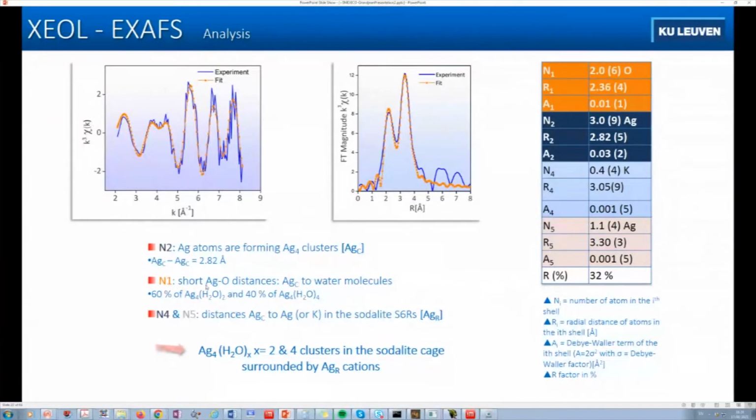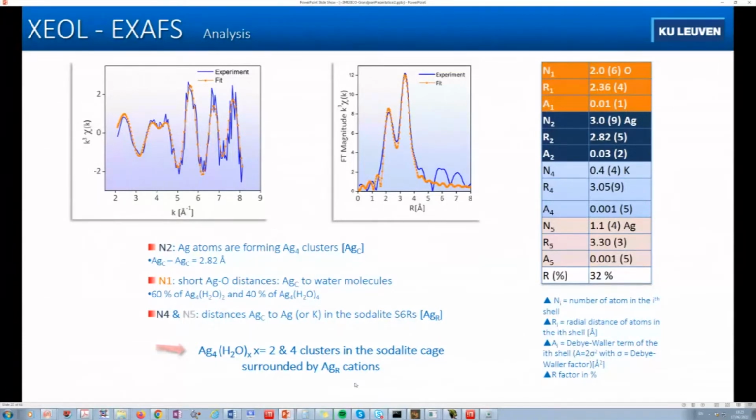And then on top of this, you have Ag-O distances. And we find out that this was a water molecule, an extra-framework water molecule. And then you can try to work out the fraction of the two possibilities, 2 water and 4 water. So we end up with 2 isomers: about 60% of the silver cluster surrounded by 2 water and 40% surrounded by 4. And then you have additional silver and probably more potassium around the cluster.